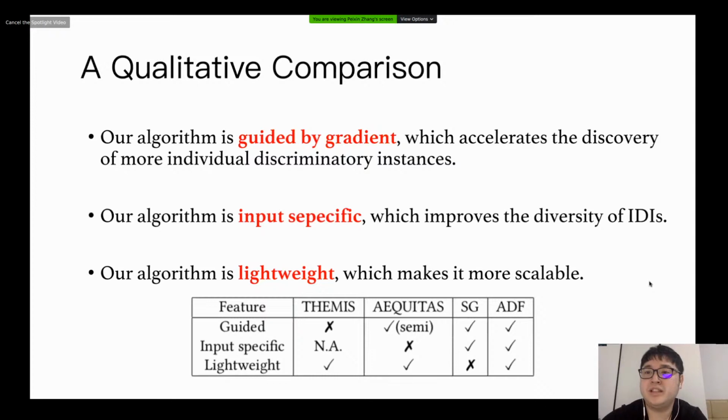Compared to existing approaches, our algorithm satisfies all three listed criteria. First, ADF is guided by gradient, which accelerates the discovery of more individual discriminatory instances. Second, our algorithm is input specific, which improves the diversity of generated test cases. Last, ADF is lightweight, which makes it more scalable.